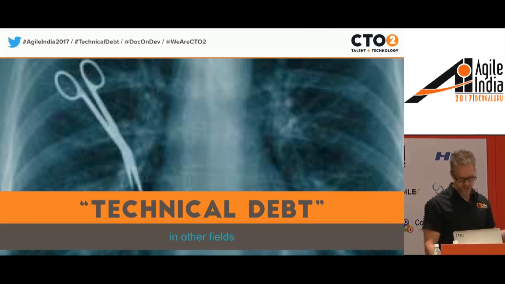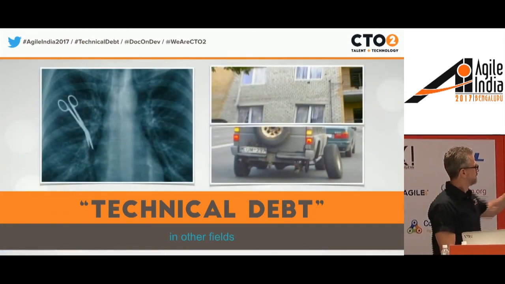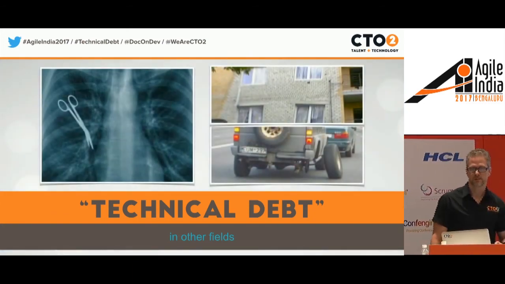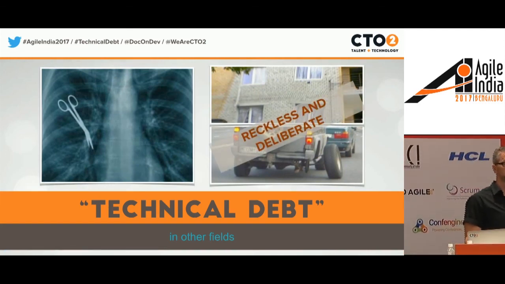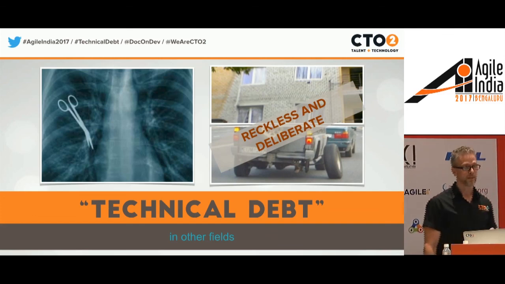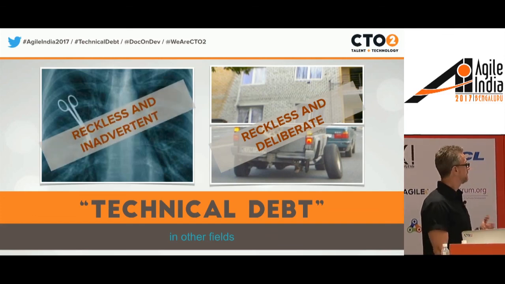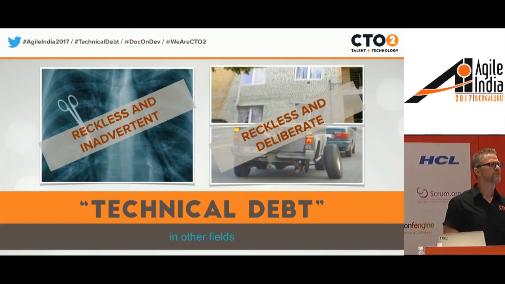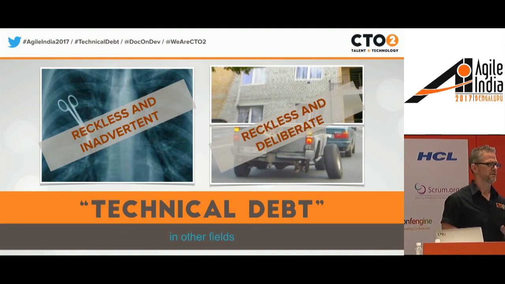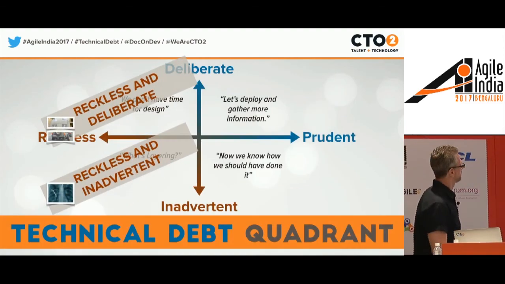Does it actually make sense in ours? If we actually look at these, the two on your right, I would say those fall into the reckless and deliberate area of the quadrant, right? And benefit of the doubt, the one on the left is reckless and inadvertent. I'm going to assume that the surgeon didn't decide, let's leave that there for the next surgery, right? That was an accident.